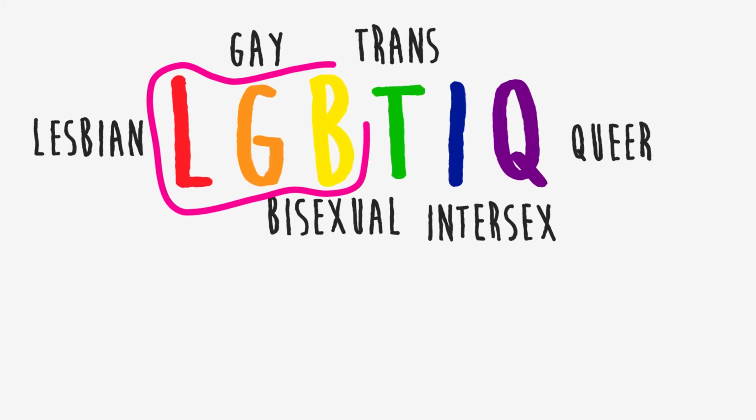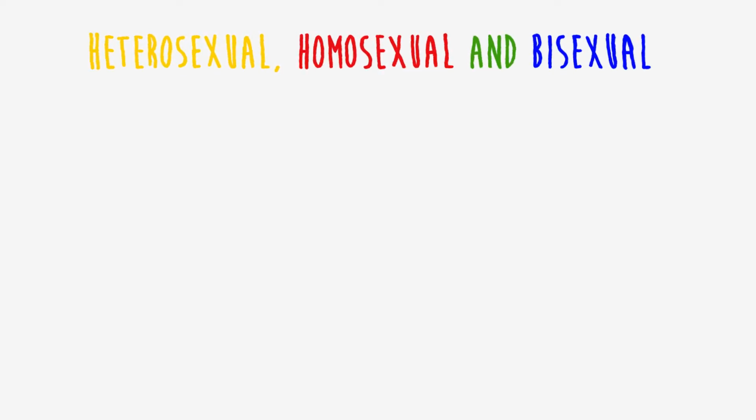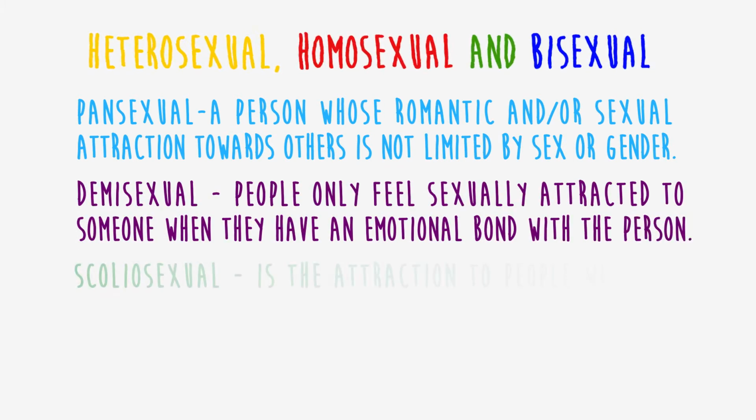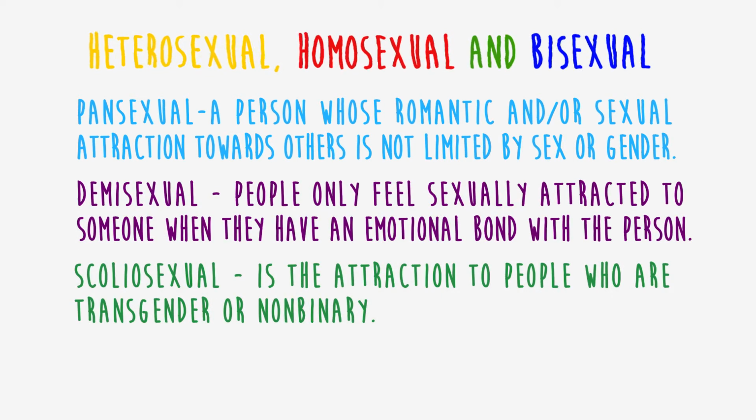LGB are terms related to one's sexual orientation. There are 3 sexual orientations that are most familiar: heterosexual, homosexual, and bisexual. However, those are not the only ones. There are many more sexual orientations, for example pansexual, demisexual, scoliosexual, etc. Sexuality is a spectrum, so it is important to recognize and respect the diversity in that area.